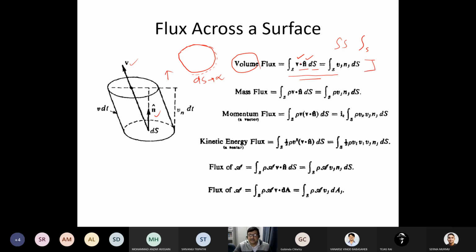Now, if you multiply this volume flux parameter with density, you will get the mass flux. You will just see I have multiplied this with density.